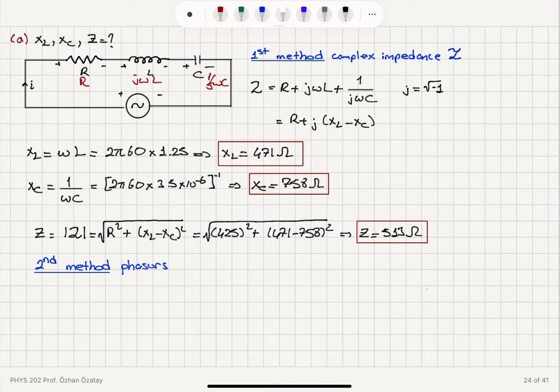Now, second method using phasors. Okay, so let's look at how we can solve this problem using phasors. I'm going to show all the voltage phasors in a single phasor diagram for the inductor, the capacitor, and the resistor.